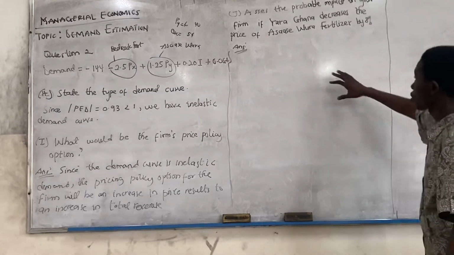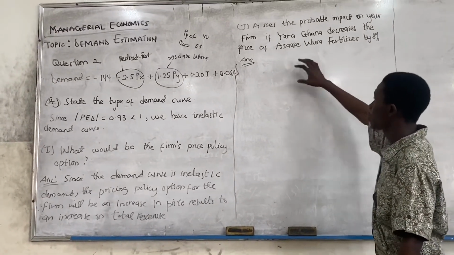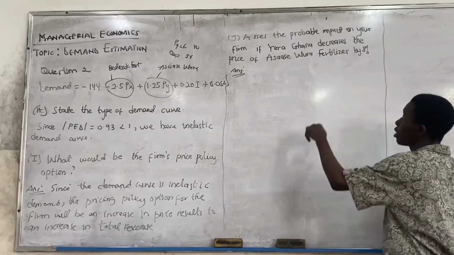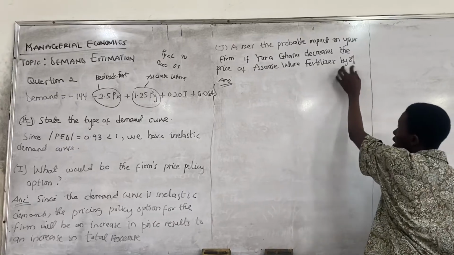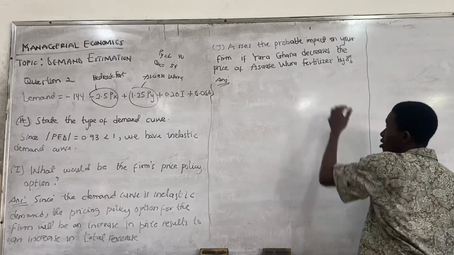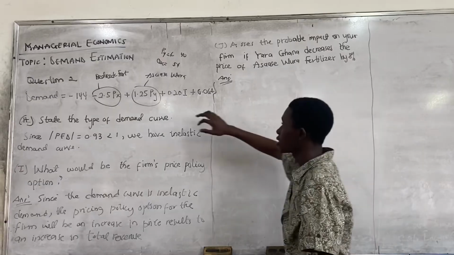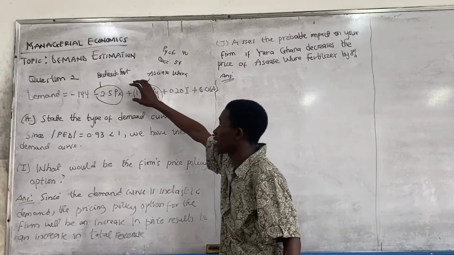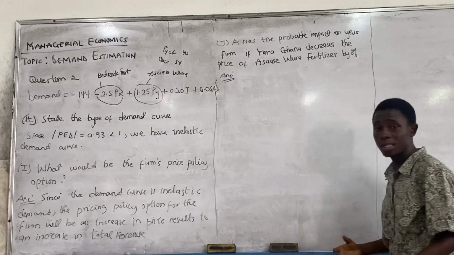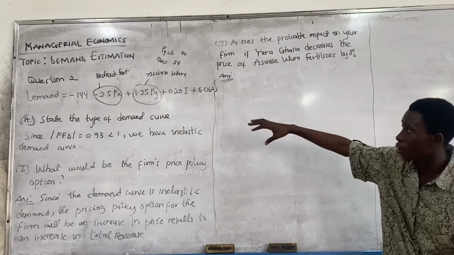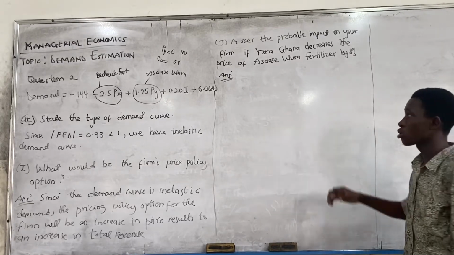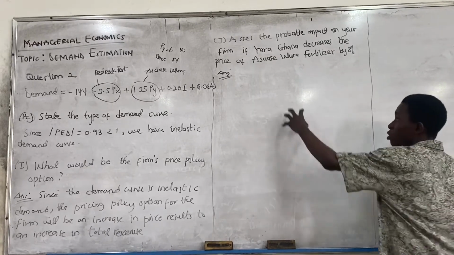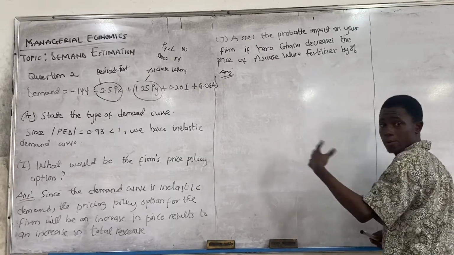So, assess the probable impact on your firm if Yara Ghana decreases the price of Asasura fertilizer by 8%. You are going to calculate the impact the 8% decrease has on the demand for bedrock fertilizer. Asasura fertilizer is noted by PY. So you are comparing Asasura and bedrock fertilizer, the relationship between them. Are you good? For that one, we use cross elasticity. Remember, we have substitute and complement. So with this particular question, we are calculating the cross price elasticity of demand.